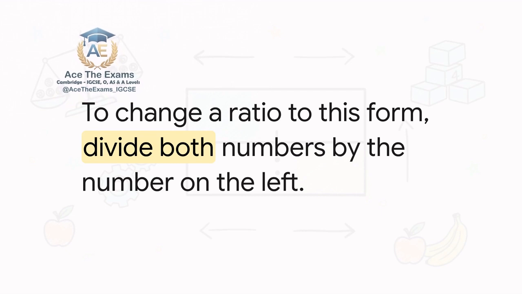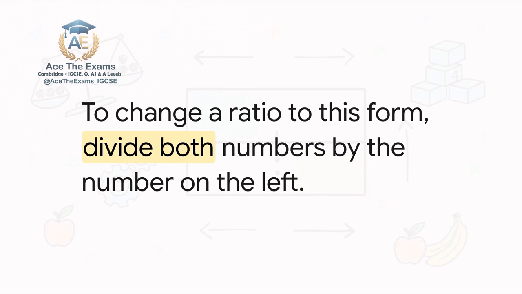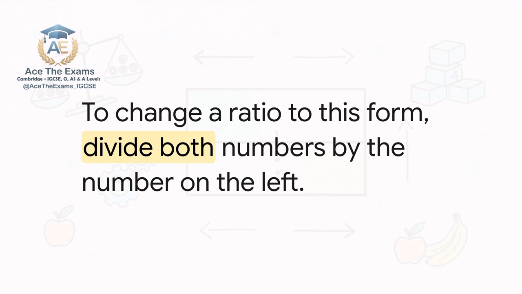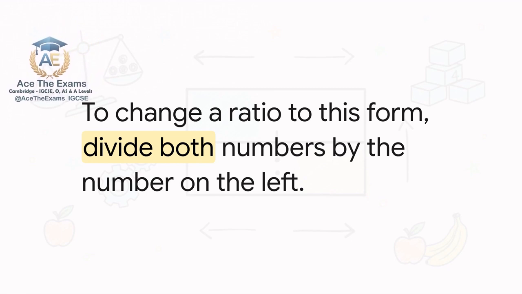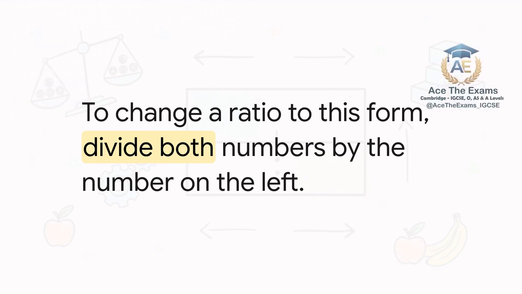Let's say you have a ratio of 8 millimeters to 30 millimeters. To get that into the 1 to n format, you take that number on the left, the 8, and you divide both sides by it. 8 divided by 8 is exactly 1. 30 divided by 8 is 3.75. So your scale is 1 to 3.75. You've just standardized the data perfectly.